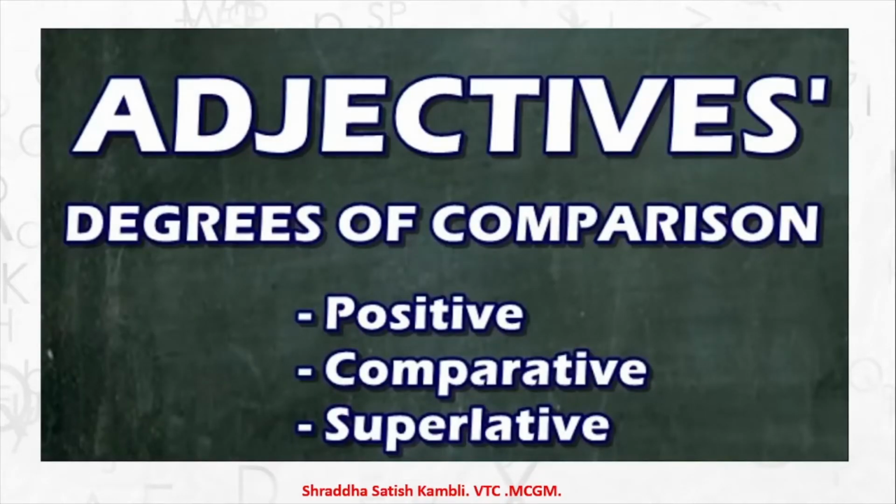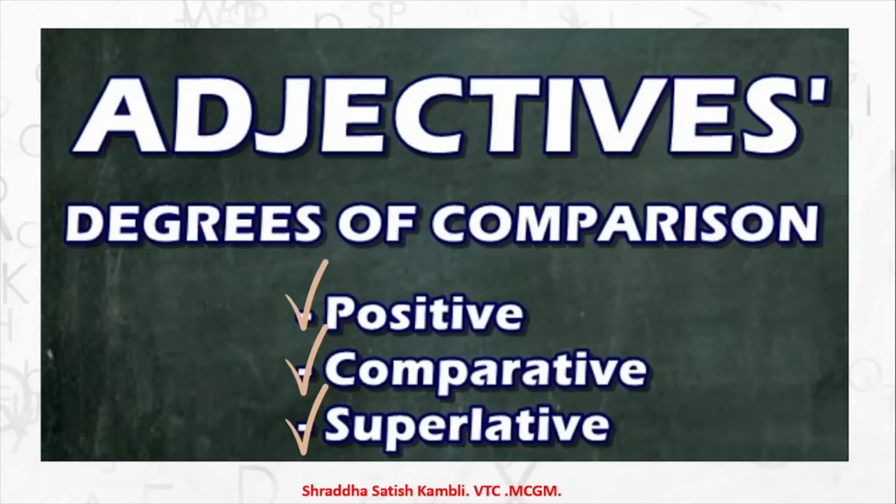So there are three kinds of degrees of comparison. You can compare adjectives in three different ways. Okay, so you have the positive degree of comparison, the comparative degree of comparison, and the superlative degree of comparison. So these are the three degrees of comparison. These are the three ways in which you can make use of adjectives. So you can make use of an adjective in its positive degree, in its comparative degree, and its superlative degree. Alright, now what is the meaning of positive degree, comparative degree and superlative degree?